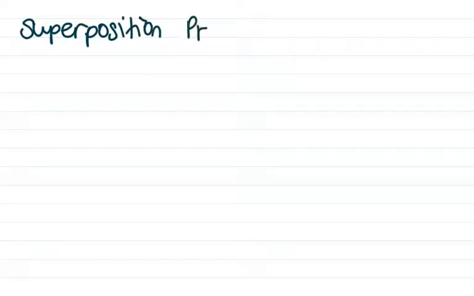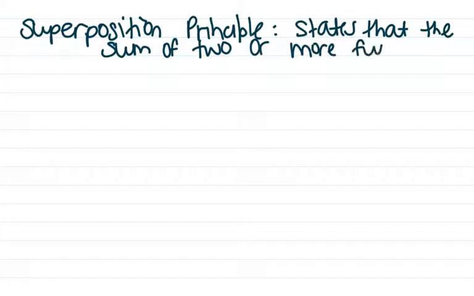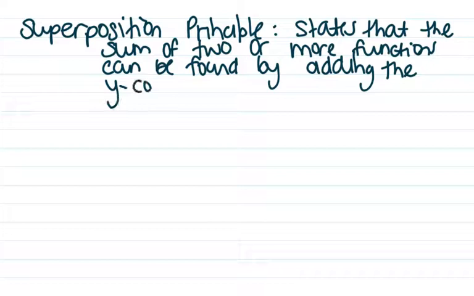Superposition principle. And this states that the sum of two or more functions can be found by adding the y-coordinates of the functions at each x-coordinate.